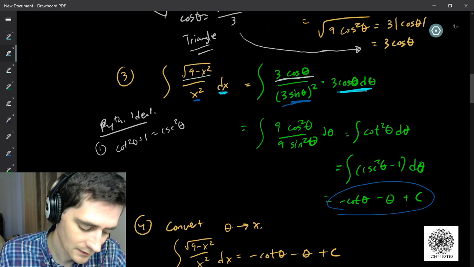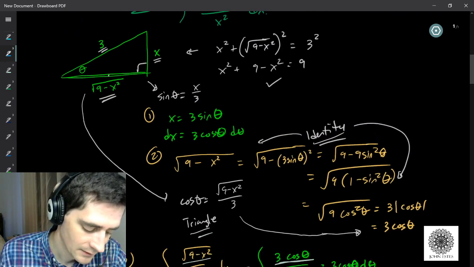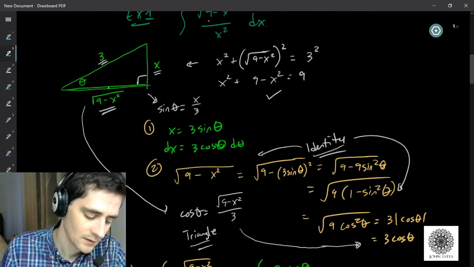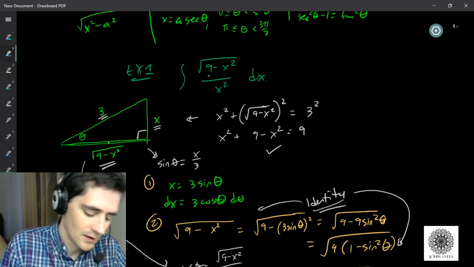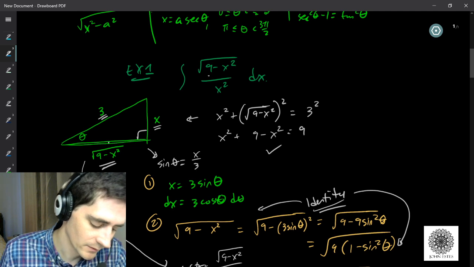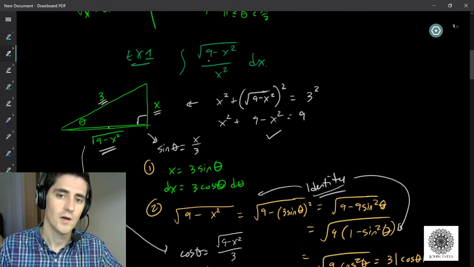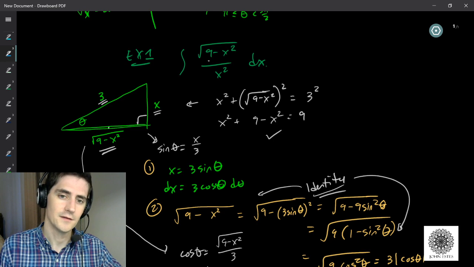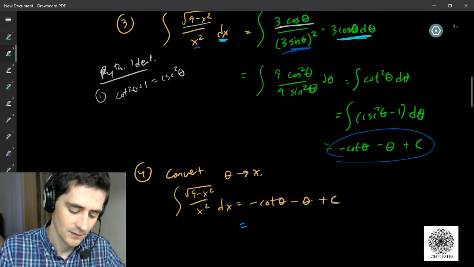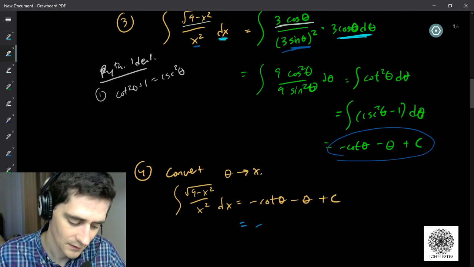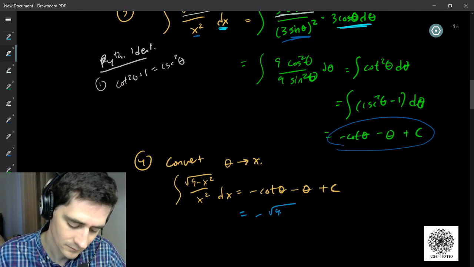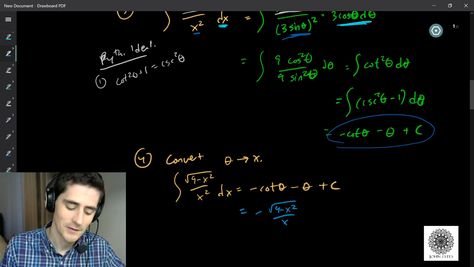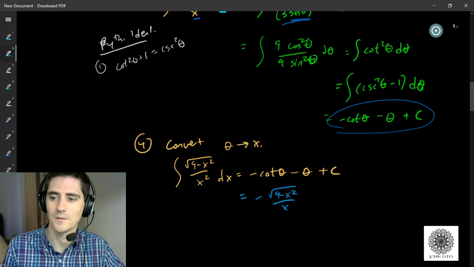And I can do that again using my triangle. So cotangent, well, let's see, tangent is opposite over adjacent, right? Opposite over adjacent would be x over the square root of 9 minus x squared. Cotangent is the reciprocal of that. It's adjacent over opposite. So cotangent then is negative adjacent, which would be the square root of 9 minus x squared, over opposite, which is x. So that's how I figure out my cotangent expression.